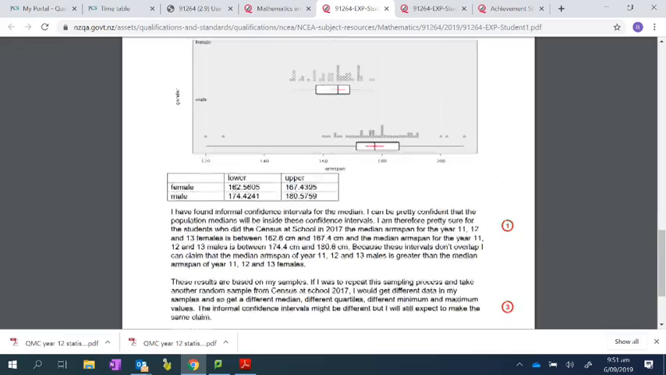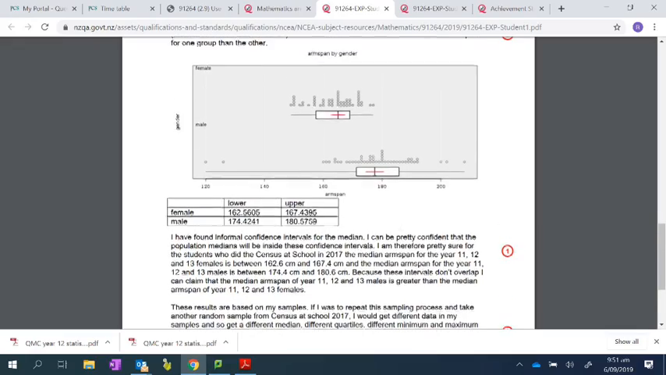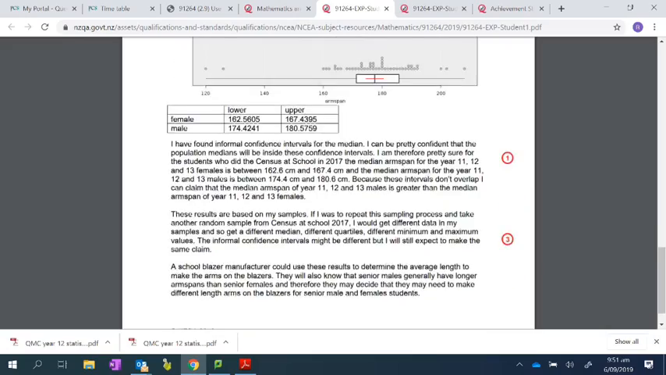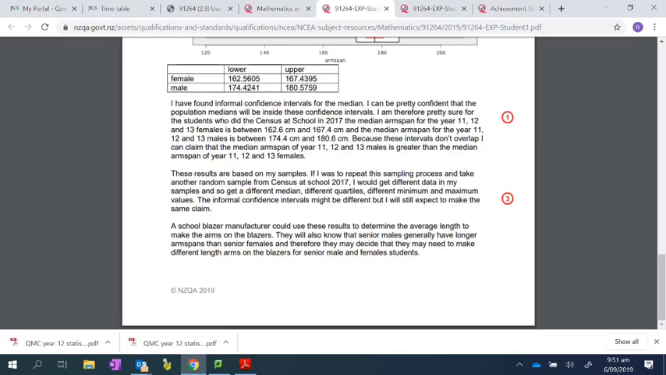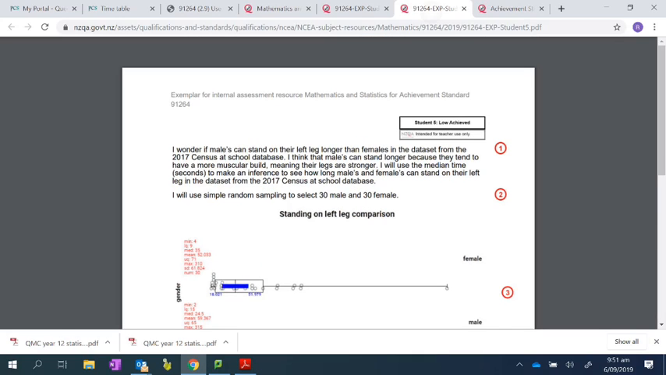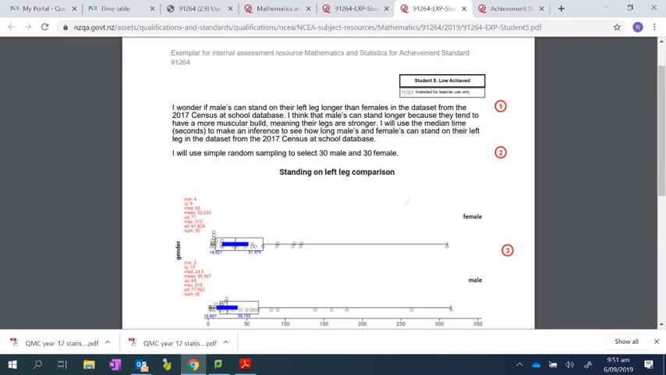Then she compares the upper and lower quartiles and makes her final conclusion. Right? Very well written, lots of detail. Now let's look at the low achieved one.